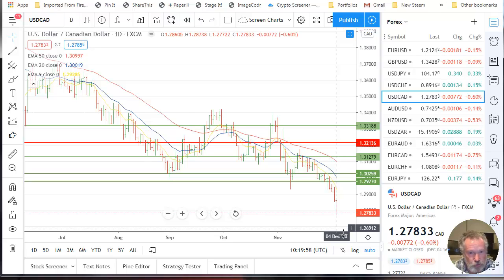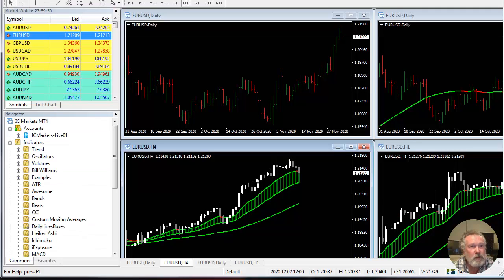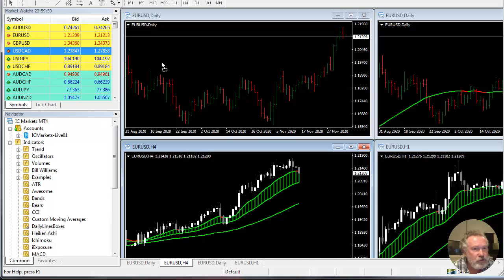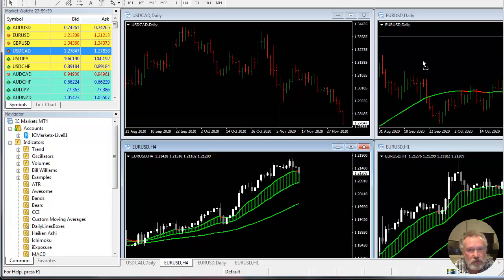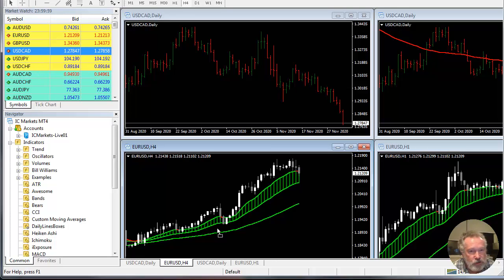So now I'm going to use the Dynamic Cash Tracker system to identify if there are trade opportunities for me on Tuesday, or at least on Monday. So I'm going to pop up my trading platform, and I've got 4 charts on here. I've got 2 daily charts, but the first thing I'm going to do is stick US Canadian dollar into each one of them.